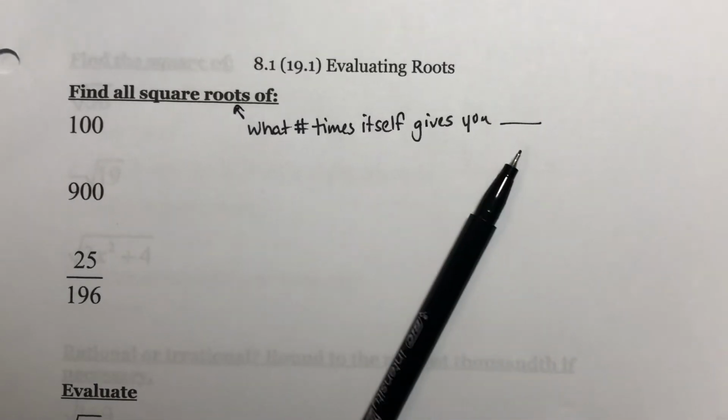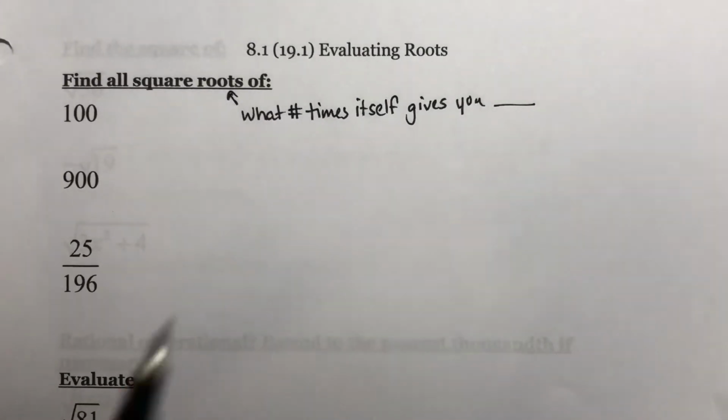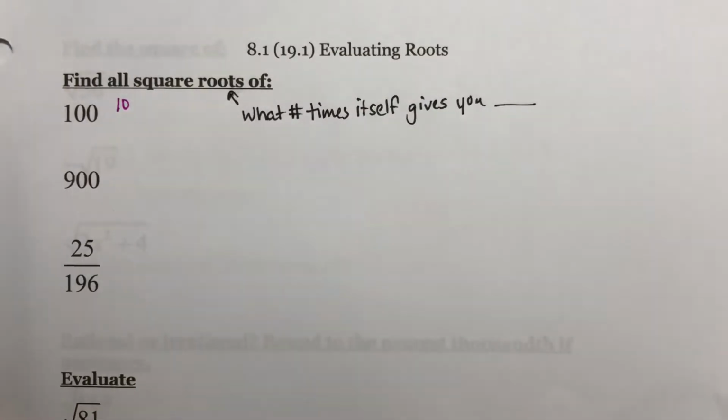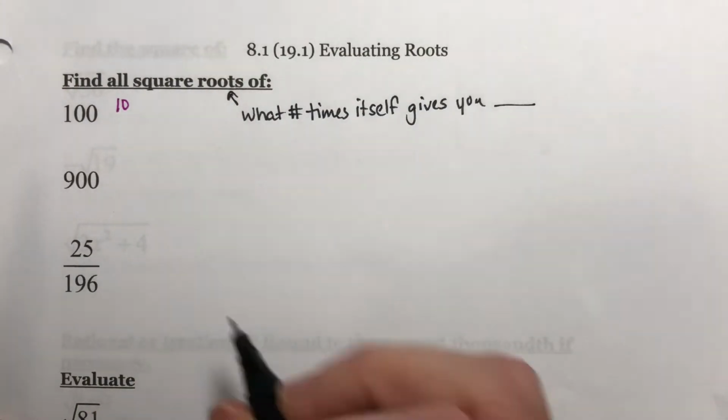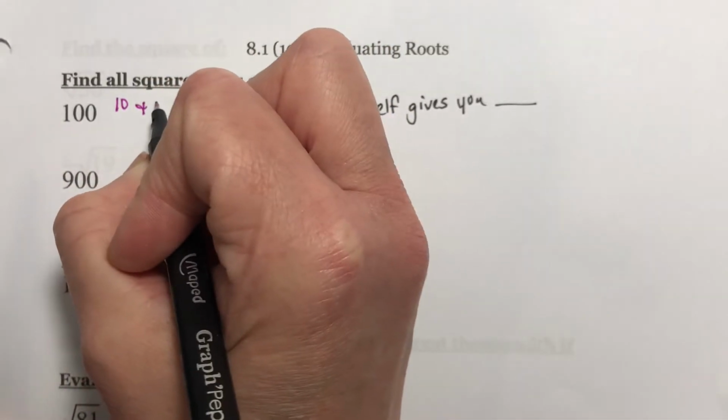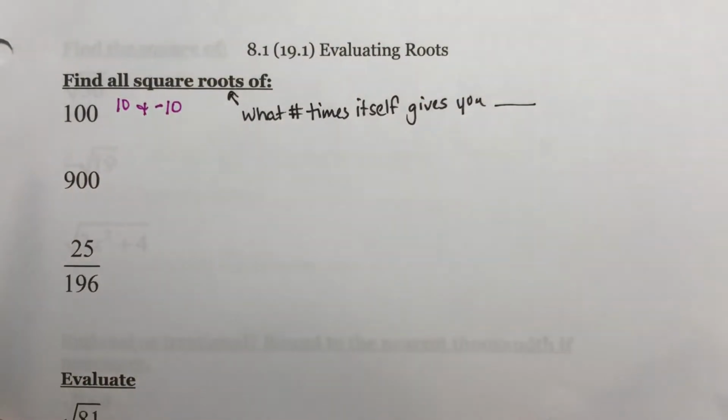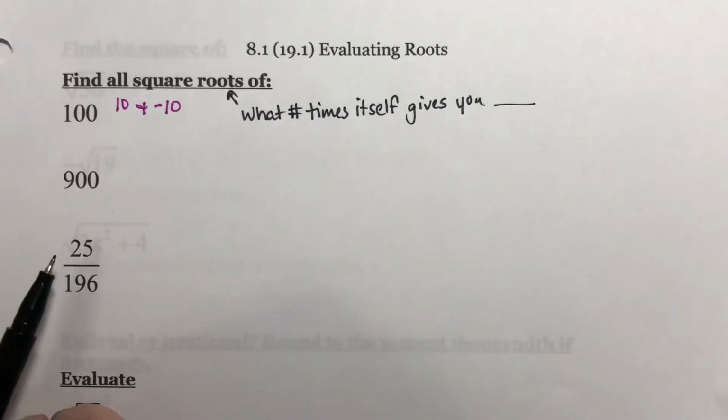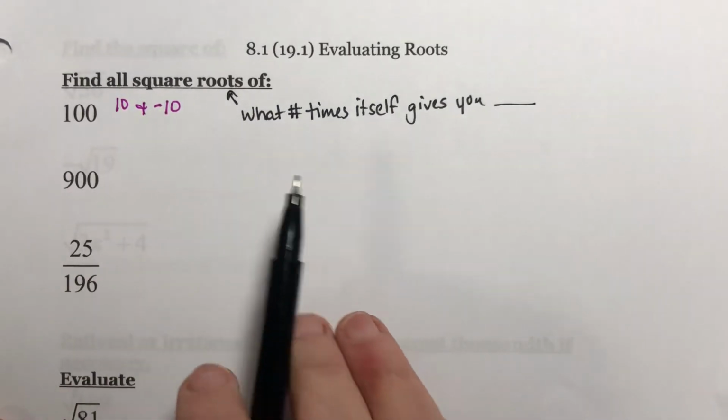Well, you'll probably quickly say, well, 10 times 10 is one of them. So 10 is a square root. It certainly is. But there is another one. It is 10 and negative 10, because negative 10 times negative 10 is also 100. Okay? So if you're asked to find all square roots, you're looking for the positive one and the negative one.